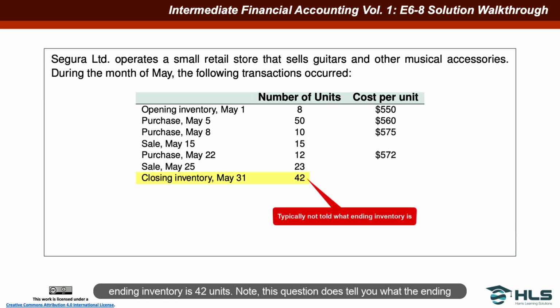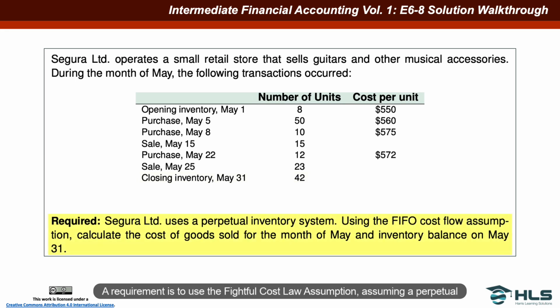Note, this question does tell you what the ending inventory is. However, most questions won't tell you that and require you to use the information that you have to confirm the ending inventory of 42 units. Our requirement is to use the FIFO cost flow assumption, assuming a perpetual inventory system, and to calculate the cost of goods sold for the month of May and the inventory balance on May 31st.